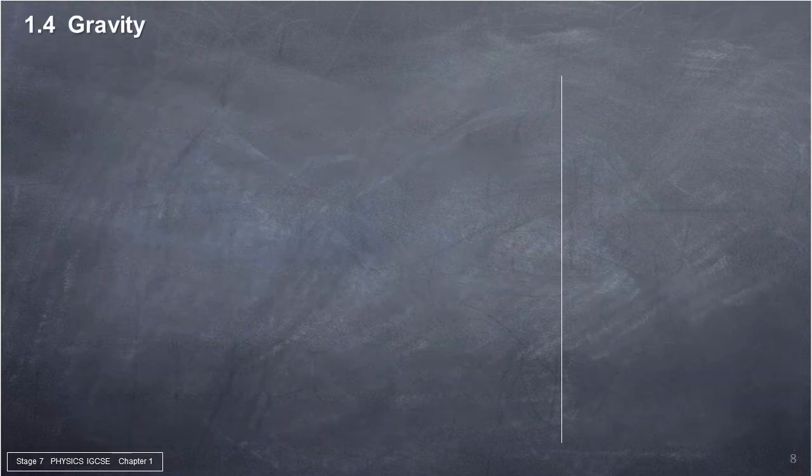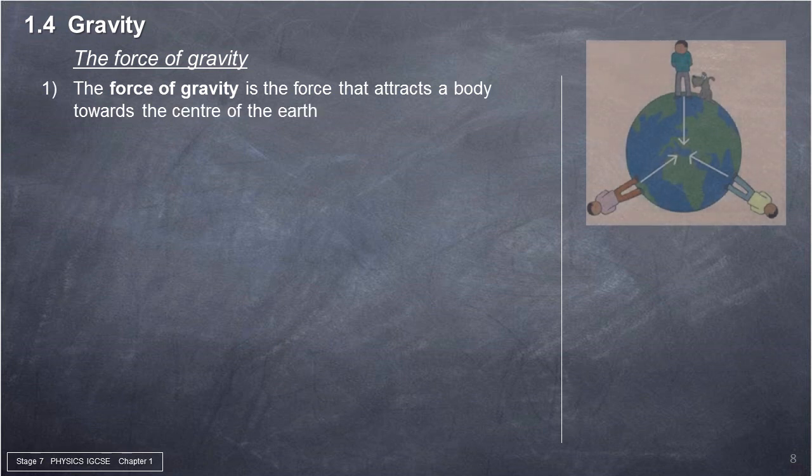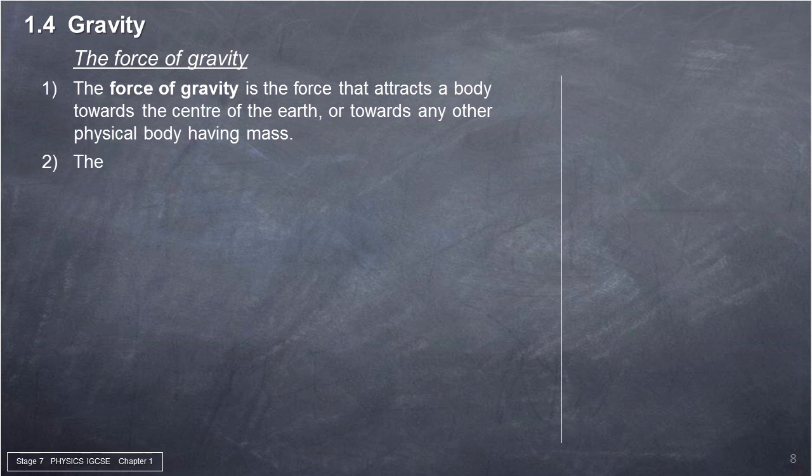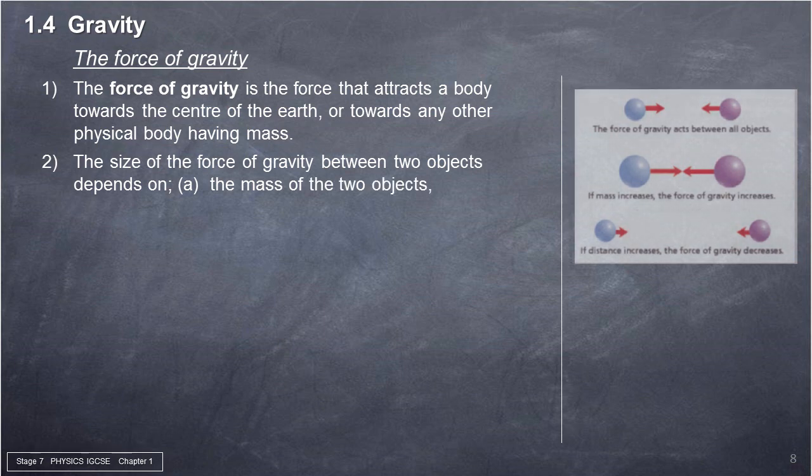1.4. Gravity. The force of gravity. 1. The force of gravity is the force that attracts a body towards the center of the Earth, or towards any other physical body having mass. 2. The size of the force of gravity between two objects depends on a. the mass of the two objects, b. the distance between the two objects.